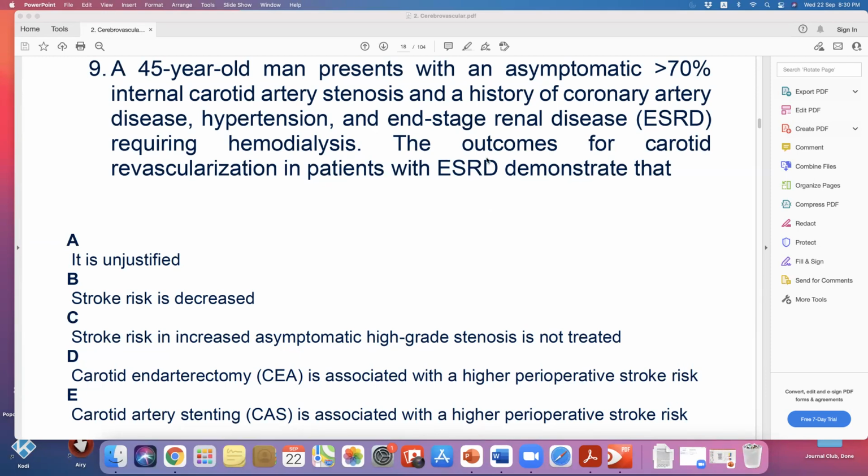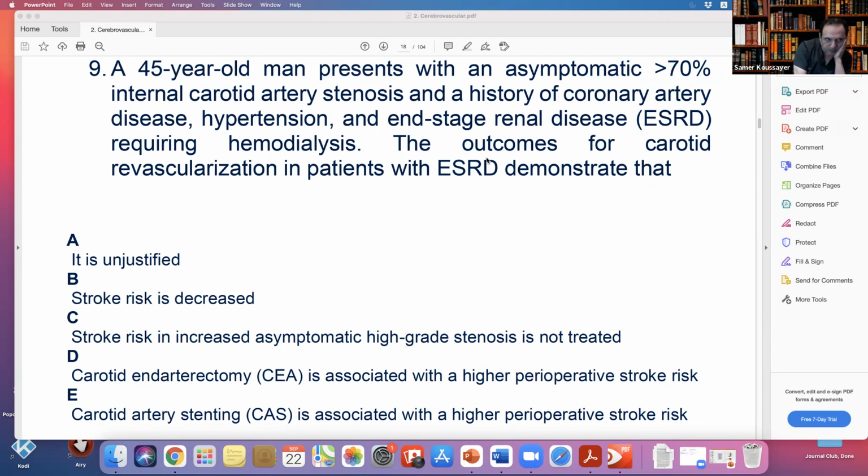So, 45-year-old male with asymptomatic more than 70% internal carotid artery stenosis with end-stage renal disease. So the question is, do you think that end-stage renal disease should make you change your approach to this kind of patient? Does it put the patient at higher risk of stroke or the same risk? In general, any patient with end-stage renal disease is high risk for anything, so increased risk of anything.